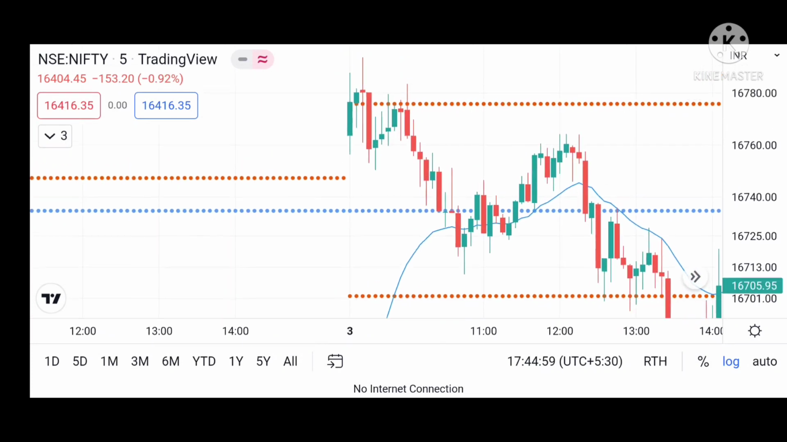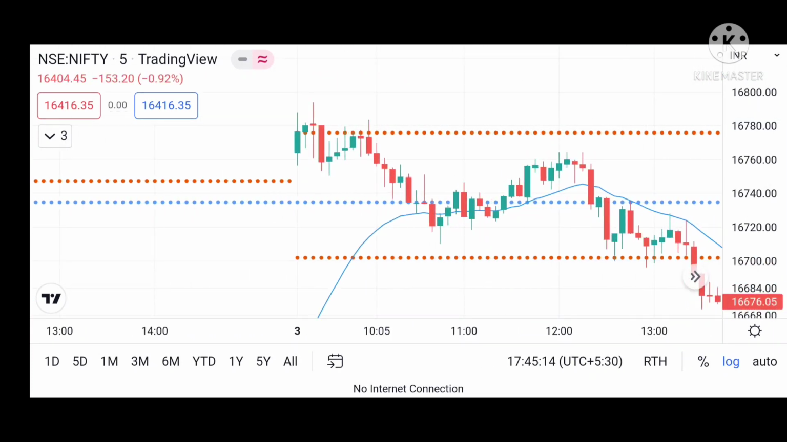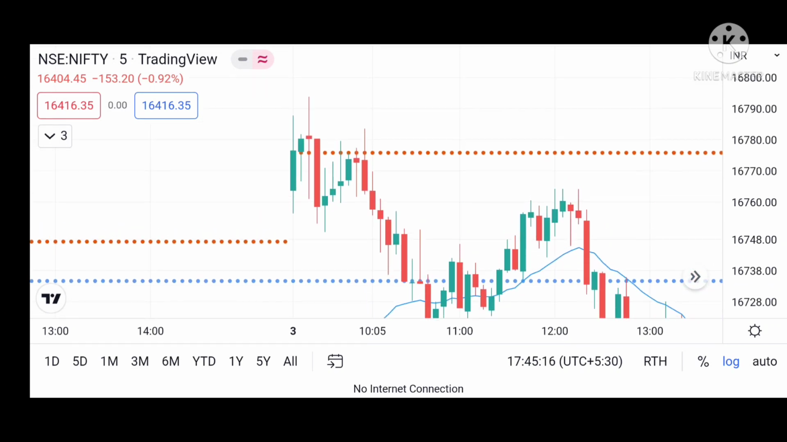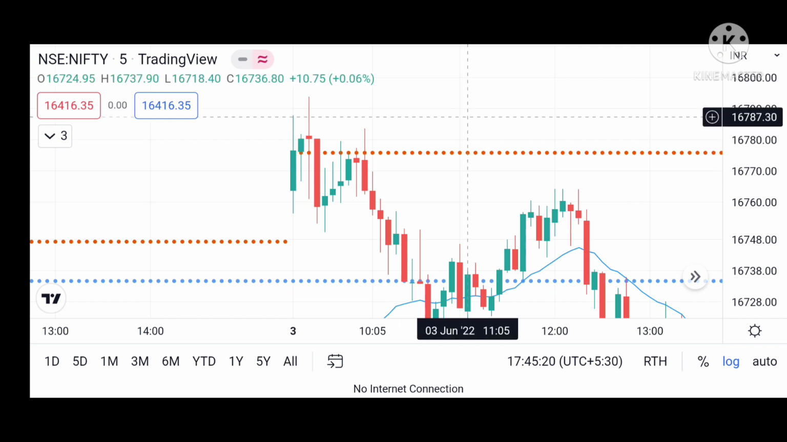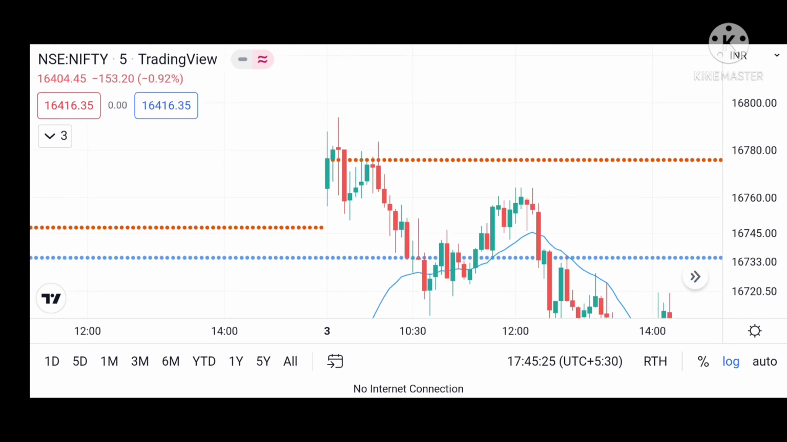So that's why, whenever this condition happens, what I do is I try to avoid the trade. But if there is any important level, like any selling supply zone or demand zone, then I wait for that level to break. If the level has been broken, then I will initiate the trade.